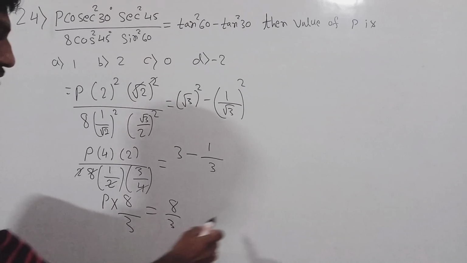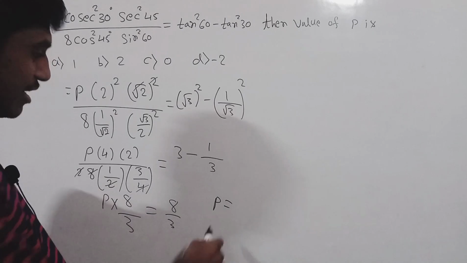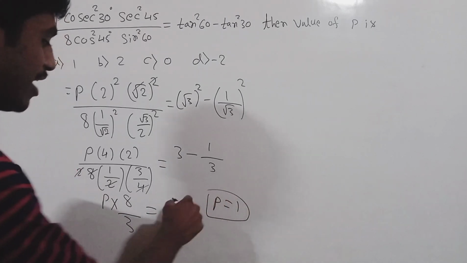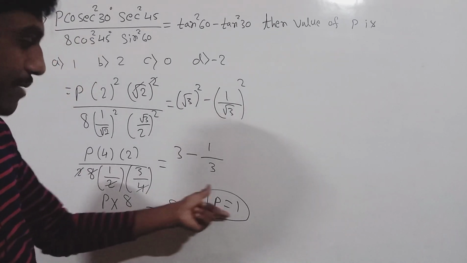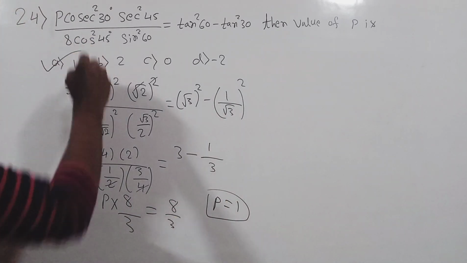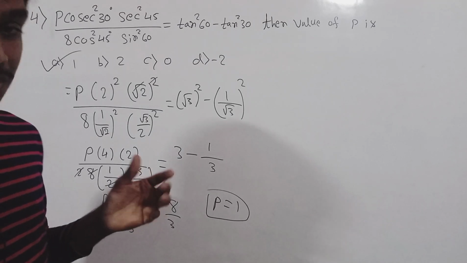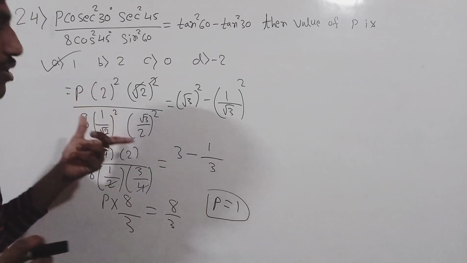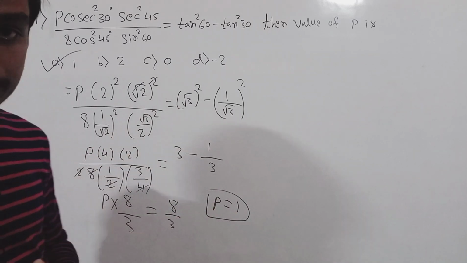So that means P will be equal to 8 by 3 by 8 by 3, which is 1. So the answer is 1. If you transpose, 8 by 3 divided by 8 by 3, both the values are same. So the value of P is 1, which is option A. So when they give a question like this, you need to be careful when you substitute the values and when you are solving it. Then you will get the correct answer.